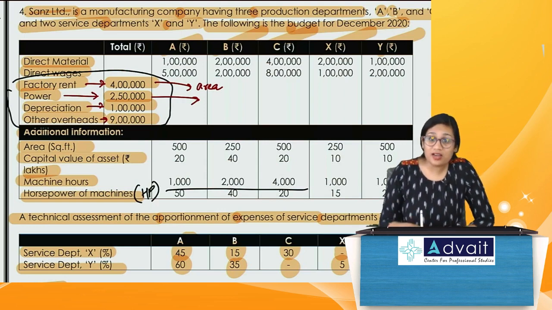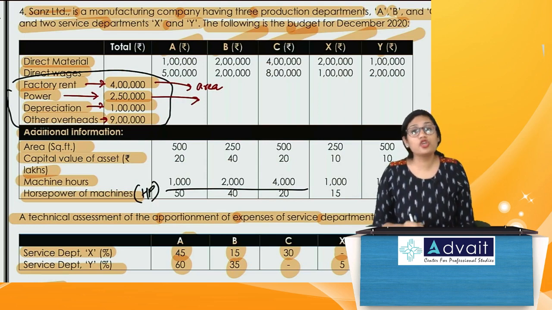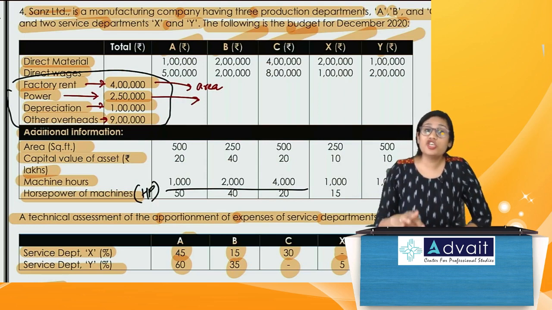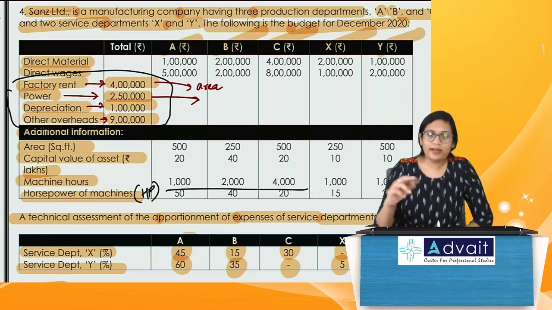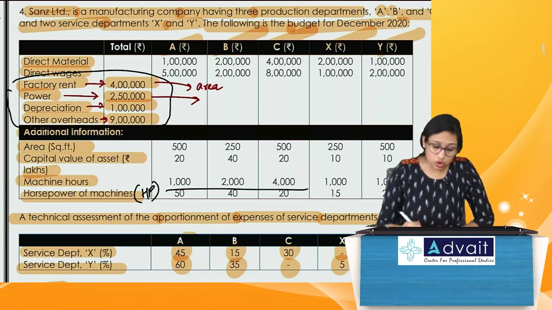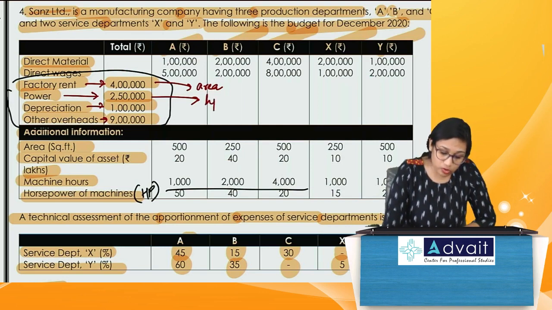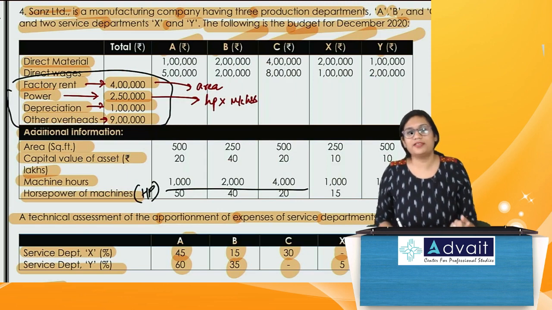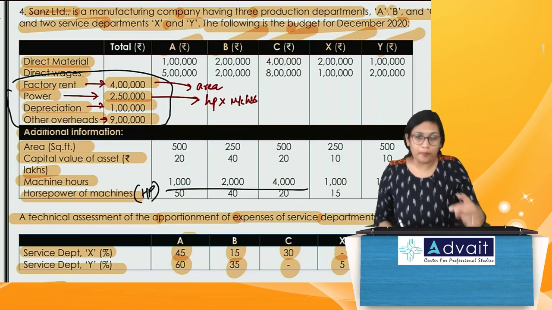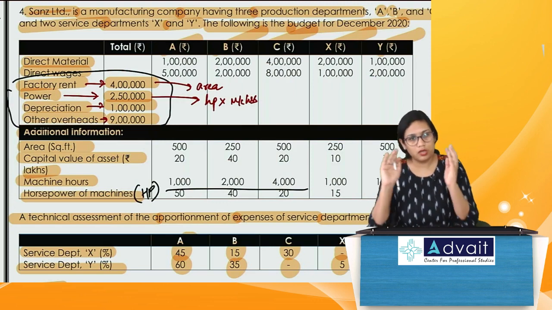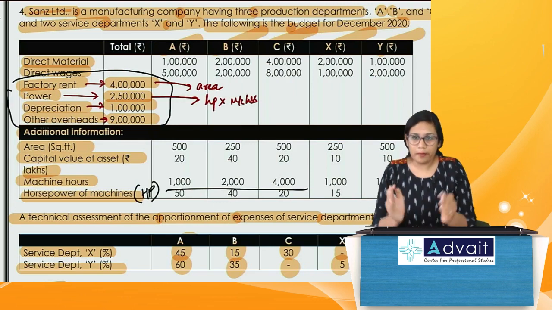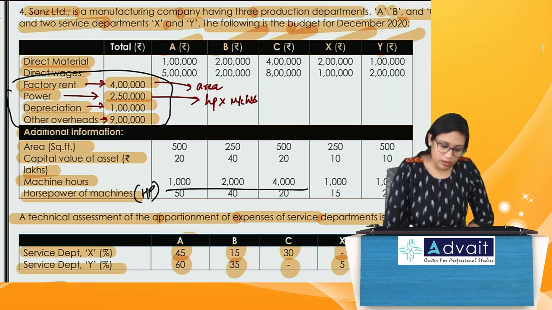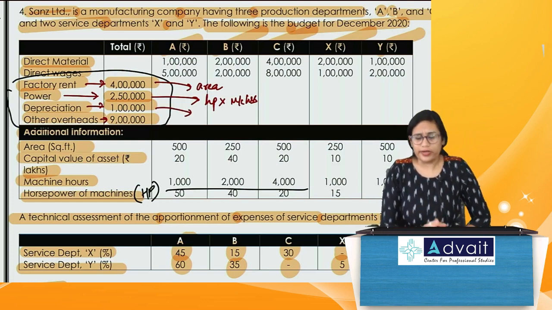But guys, machine hours is also given, right? What did I tell you? When machine hours and HP are both given, we will use the value we get when we multiply the two. So for power, we are going to use HP into machine hours. That is a better basis to apportion our power cost. In this problem, both are given, so we will use the value which we get by multiplying the two. Okay, fine. This we knew already.